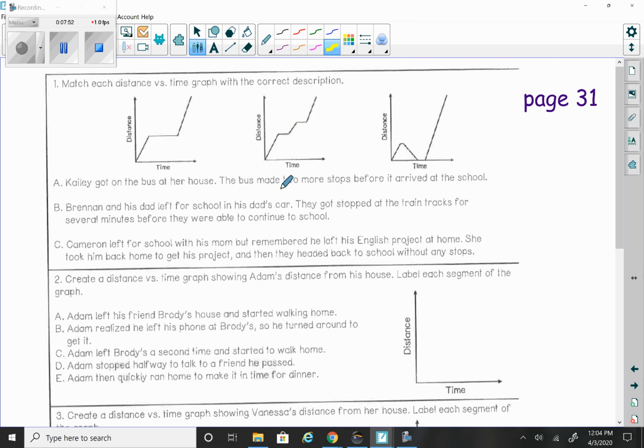Again, the key there is that it made 2 stops, and the stops are the flat parts, because that's when your distance is not changing. So I'm going to choose description A for the graph in the middle.